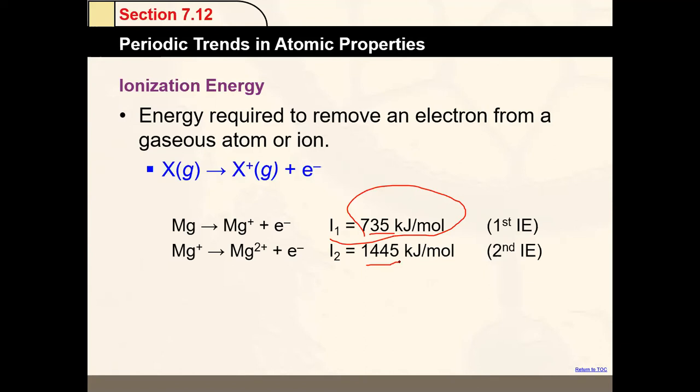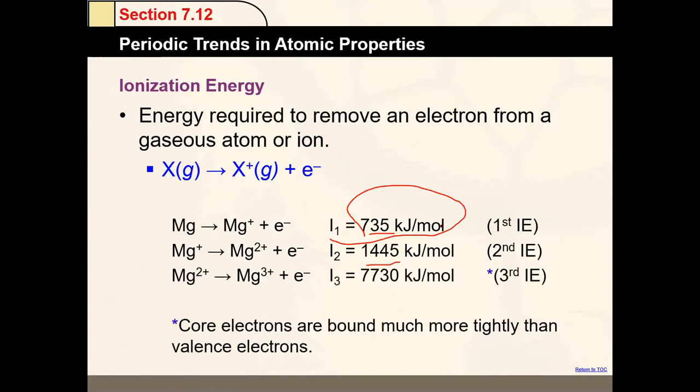Why is that? Because of the presence of the plus charge. Losing electrons from an ion or a cation, something that is already charged, is more difficult because there is an imbalance of electrons. That's the reason why the second ionization is always more difficult than the first one. What about the third ionization? If there is a third, it's going to be even way more difficult than the second one. In this case, you see, the third ionization costs 7,700.